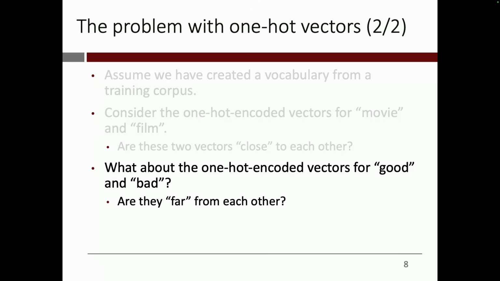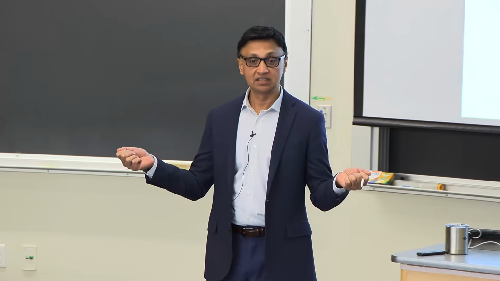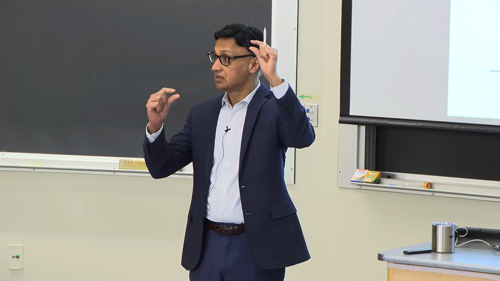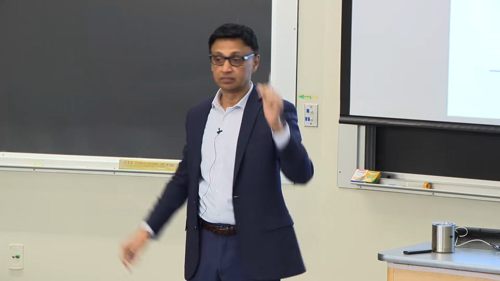What about the one-hot encoded vectors for good and bad? Clearly, good and bad mean opposite things. What is the distance between the good and bad 0, 1 vectors? Still root 2. Because the zeros don't mean anything, the ones are not in the same place. So when you subtract the 1 and the 0, you'll get ones and ones, add them up to root 2.